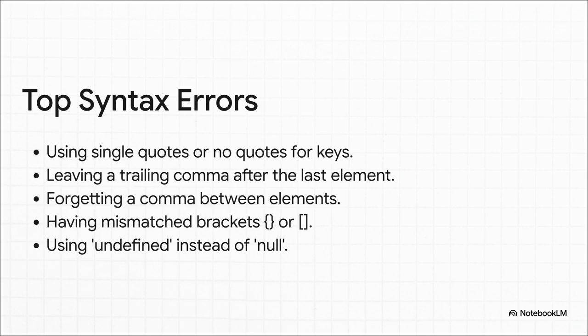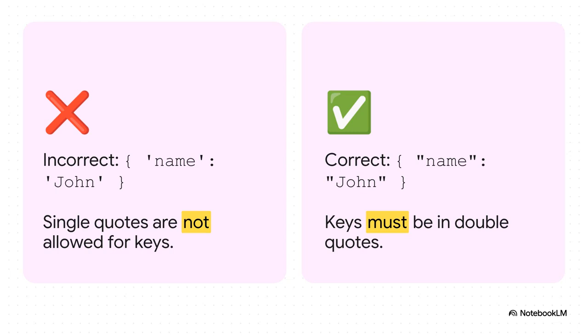Okay, error number 1, and this is probably the biggest one: incorrect quotes. A lot of people, especially if they're used to JavaScript, will try to use single quotes or no quotes at all for the keys. You can't do that. In JSON, the rule is simple and absolute. Keys must be in double quotes, period.